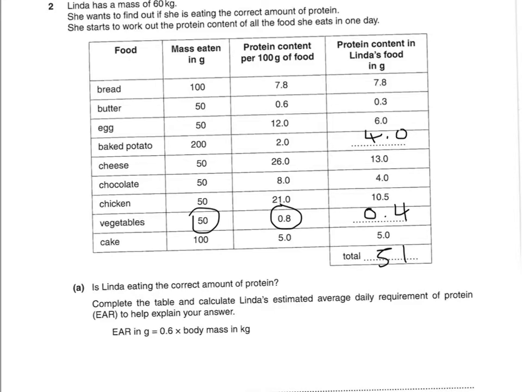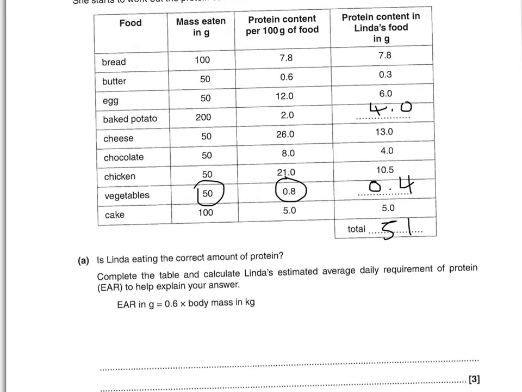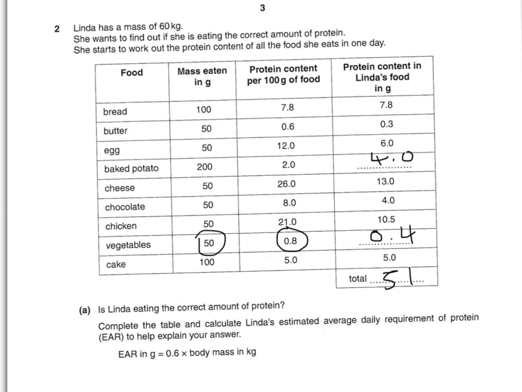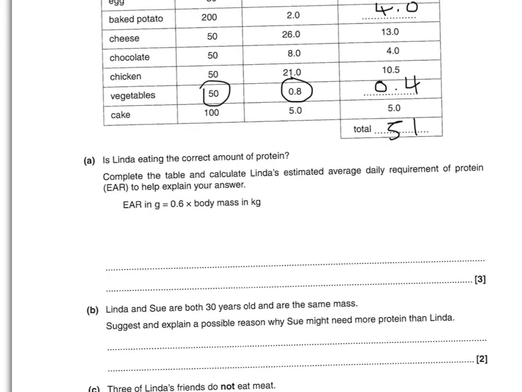And then calculating the EAR, so the EAR is 0.6 times her body mass. So it tells you her mass is 60 kilograms, so it's 0.6 times 60, which equals 36 grams for her EAR. So that means that if you look at how much she is eating and how much she should eat, she's eating more than enough.